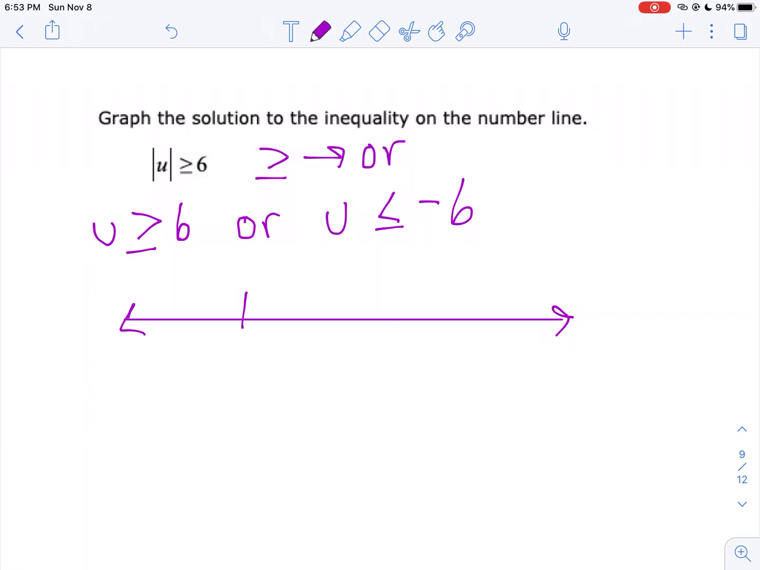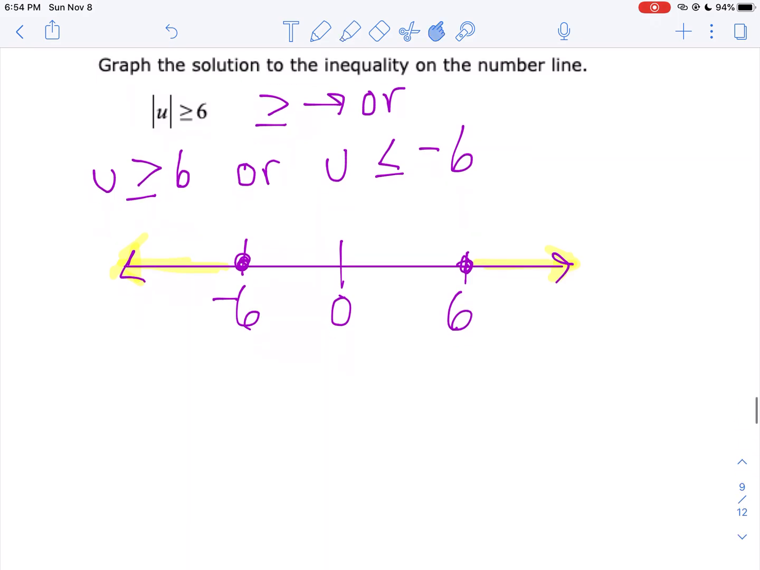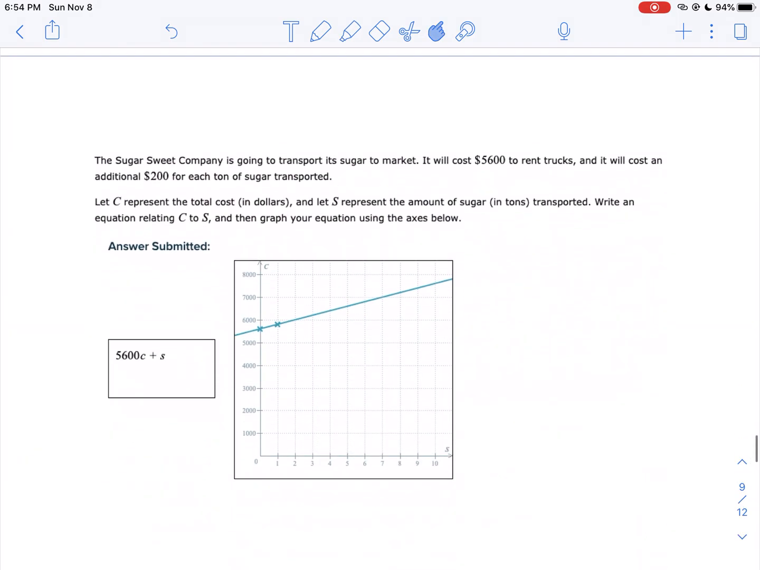So here's negative 6. Here's positive 6. It was greater than or equal to, so we'll fill in the circles. We're going further away from 0. If I put 0 on my number line, it might be easier to see. So I'm going to shade to the right, and I'm going to shade to the left. Or usually goes in opposite directions. Not always, but sometimes, in this case, it can.